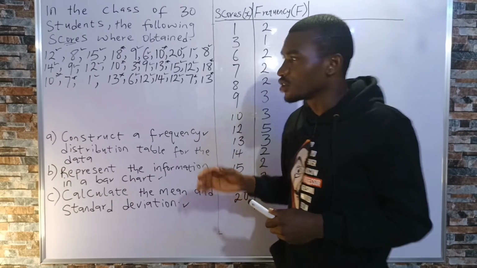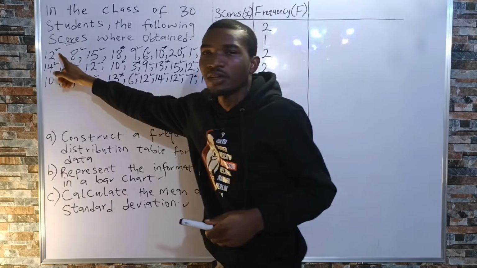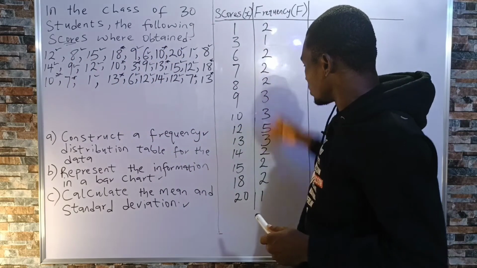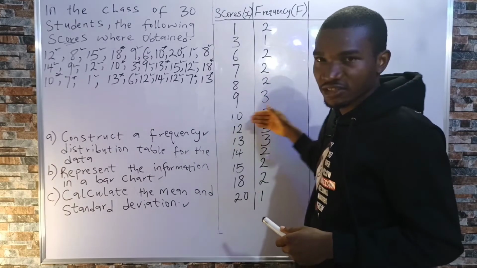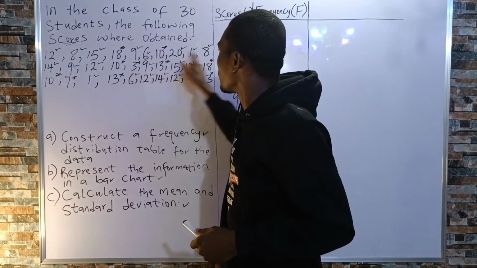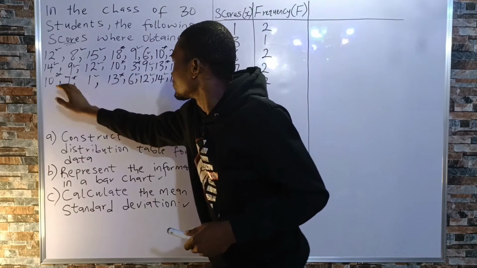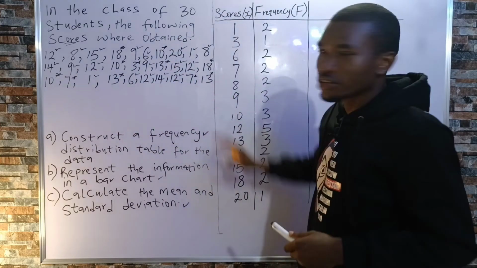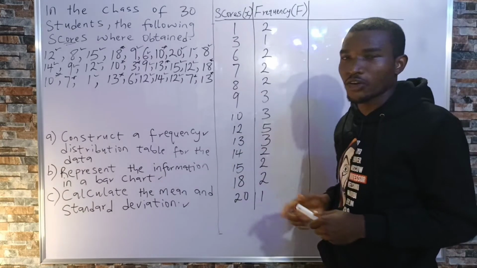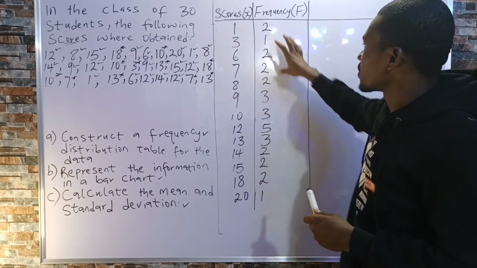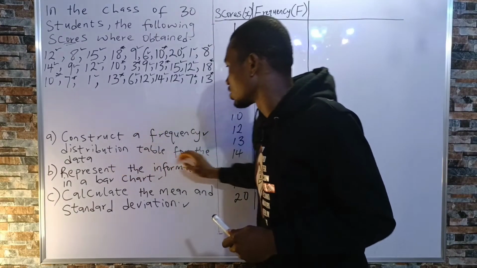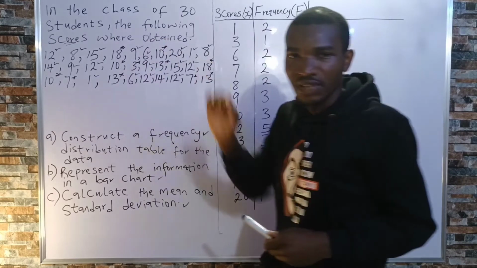So what we have to do is to check if there is a number we didn't mark. If there is a number we didn't mark, automatically the numbers we enter here, we trace it back. So checking for it, I guess all the numbers are marked. So since all the numbers are marked, automatically our frequencies are correct. Alright, this is basically how to construct a frequency distribution table for a given set of data.